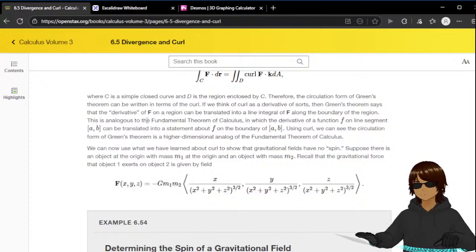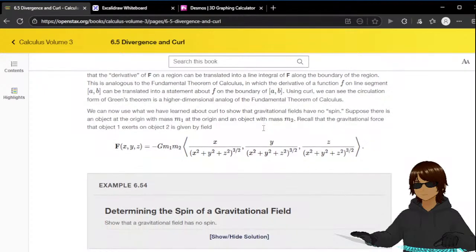Therefore, the circulation form of Green's theorem can be written in terms of the curl. If we think of curl as a derivative of sorts, then Green's theorem says that the derivative of F on a region can be translated into a line integral of F along the boundary of the region. This is analogous to the fundamental theorem of calculus.